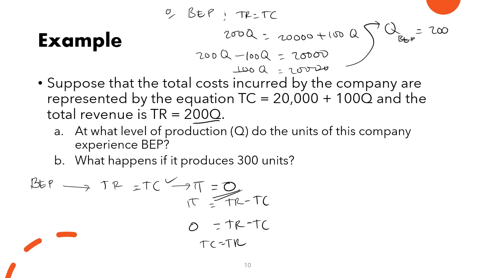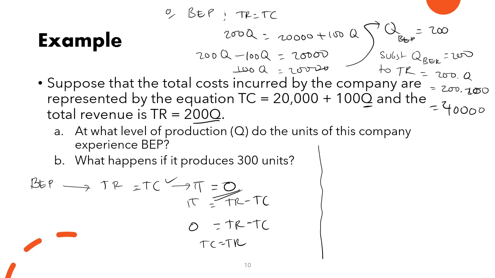Right? So what is the TR and TC? Substitute Q BEP into one of the equations of TR or TC. The easiest way is to put that into TR. So it happens when Q BEP is 200. It happens when the revenue is 40,000, and TC is also 40,000. Yeah, you put 200 in here, so that you will come up with 40,000 too.